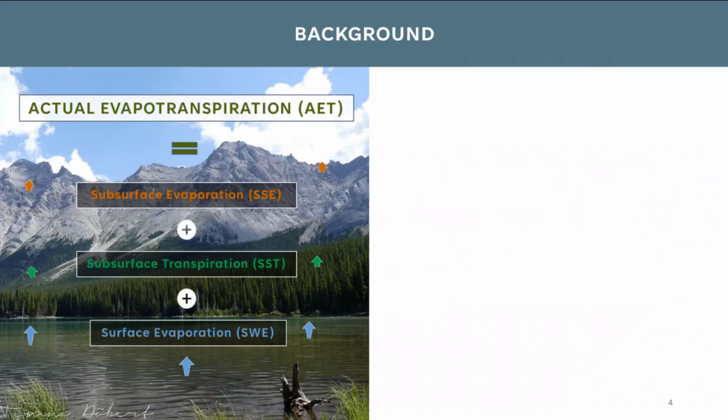So before starting, I'm going to briefly explain what the components of the actual evapotranspiration are. We can group them in three main components. The first one is surface evaporation. That means the evaporation from surface water bodies such as rivers, lakes, ponds, or any kind of accumulation over the ground surface. The second is subsurface transpiration, that is the release of water vapor by plants drawing water from the root zone that is located in the subsurface domain, plus the subsurface evaporation, that is the evaporation from water that is stored in the soils or the rocks.